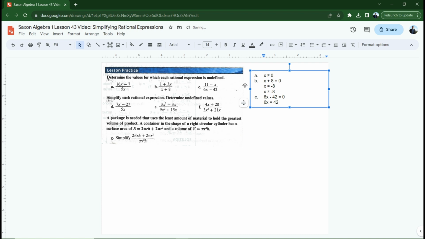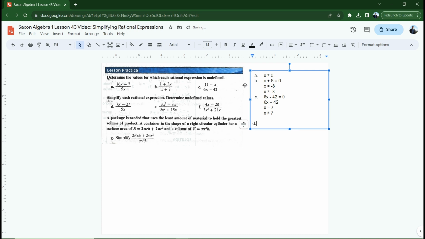That's part of getting x on a side by itself. Divide both sides by 6, x equals 7. But wait, if x equals 7, my denominator is 0. So my real true answer for this is x cannot be equal to 7. Otherwise, my denominator is undefined.